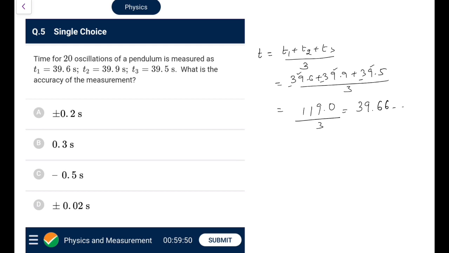As per the significant figures, I should round off to 3 figures, because the data has 3 figures, so the final answer must have only 3 significant figures. So it would be 39.7. That would be the average, or the t mean.